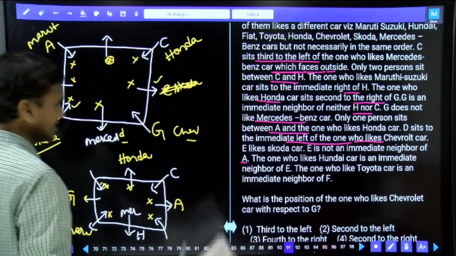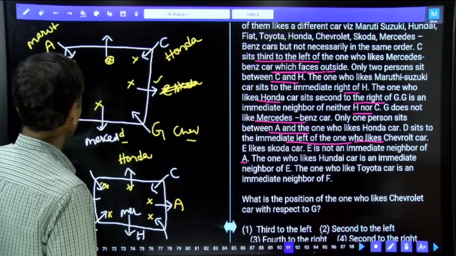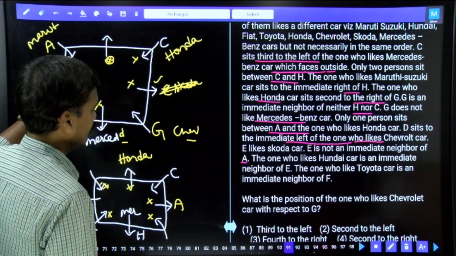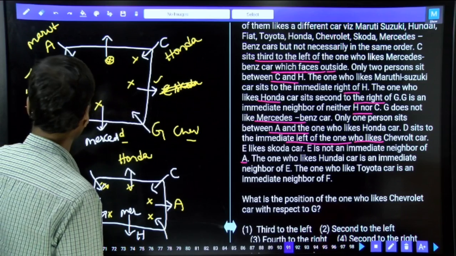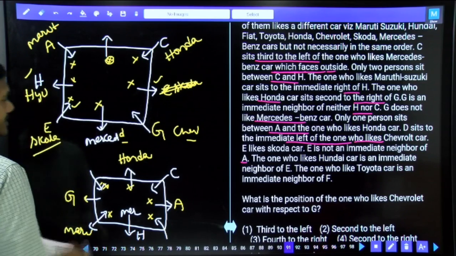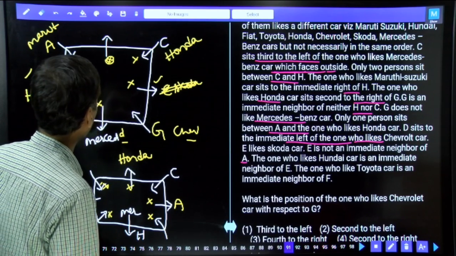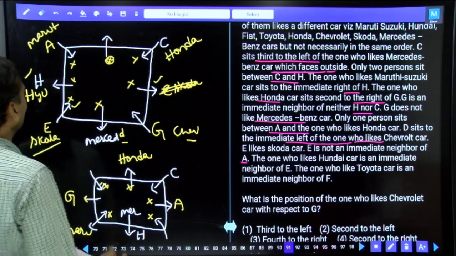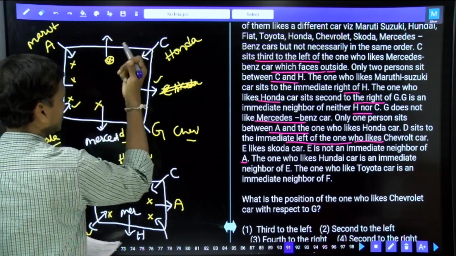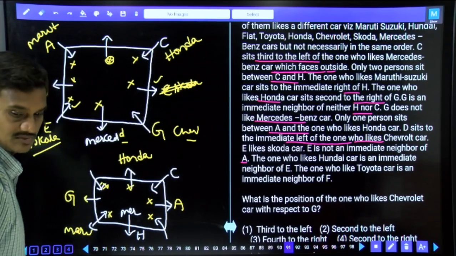Now let us check whether all the given conditions are valid or not. E likes Skoda. E is not an immediate neighbor of A. The one who likes Hyundai is an immediate neighbor of E, and this person must be Hyundai. Then the one who likes Toyota is an immediate neighbor of F. If Toyota is here, F must be in these 2 places, which is not possible.